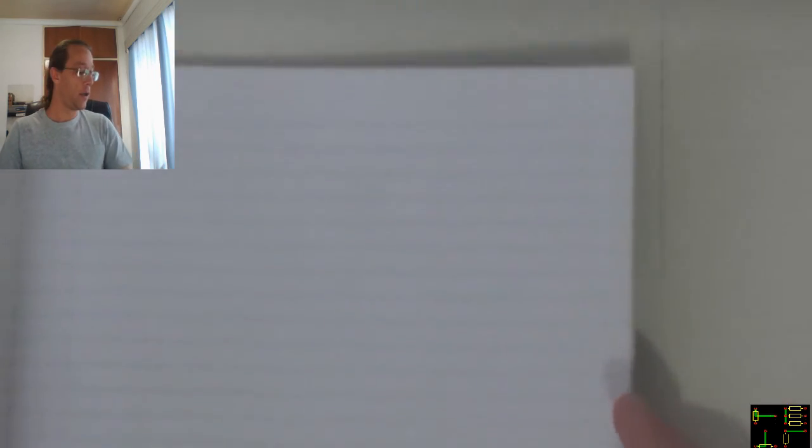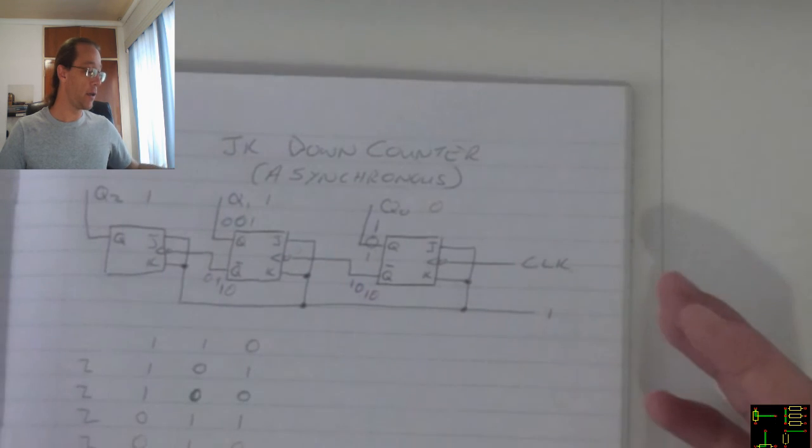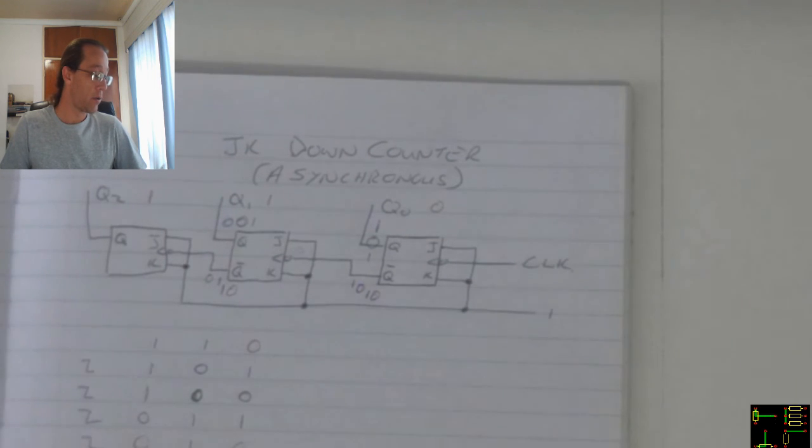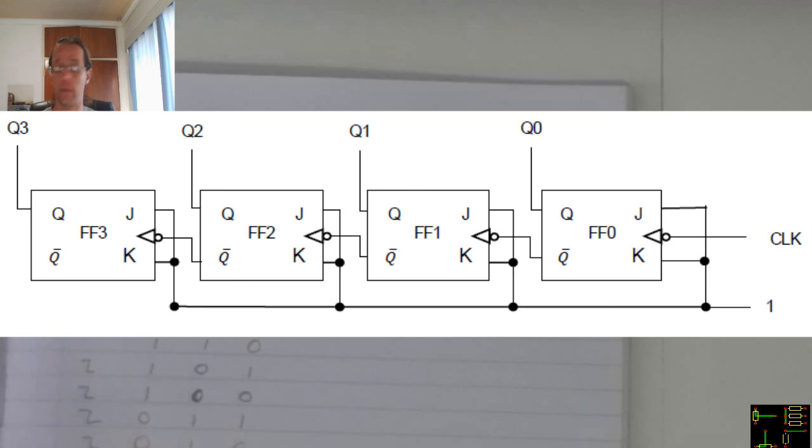Now, counters can be designed specifically so that the up and down can be selected, and I will post 2 circuits. You're welcome to pause for the JK up-down counter as well as the D-type flip-flop up-down counter.